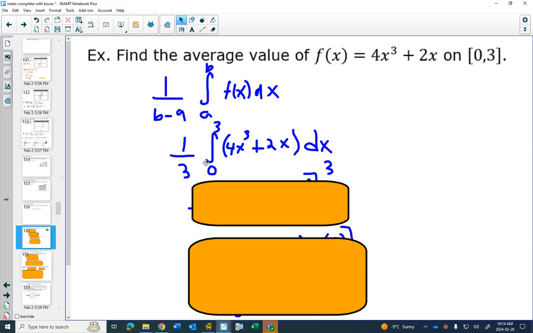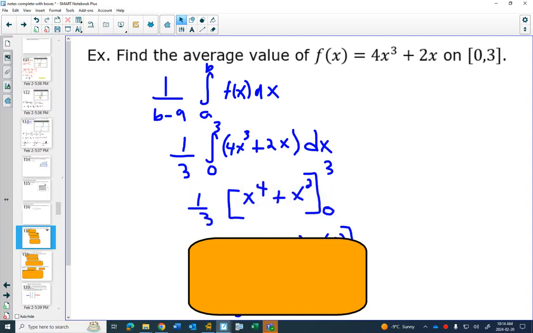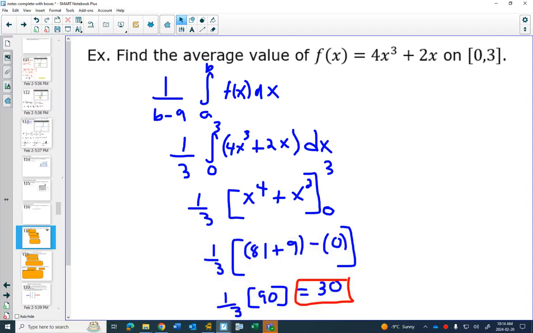How do we integrate? Well, we can integrate each of these easily by adding 1 to the exponent and dividing. We put that in square brackets and write from 0 to 3 on the outside, saying that we have to evaluate this definite integral from 0 to 3. Plug in 3, get that answer, plug in 0 and subtract.